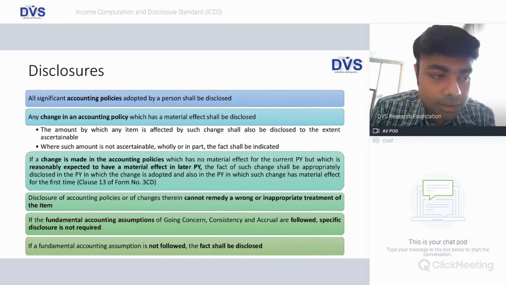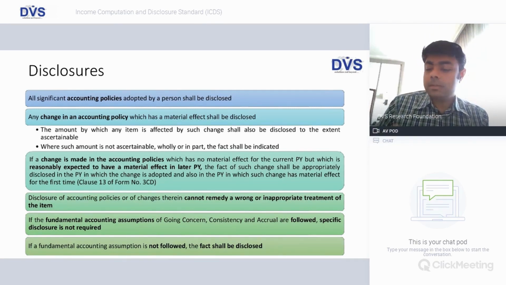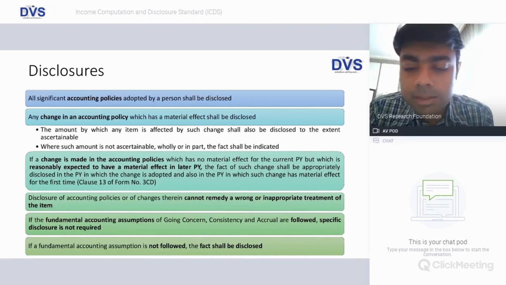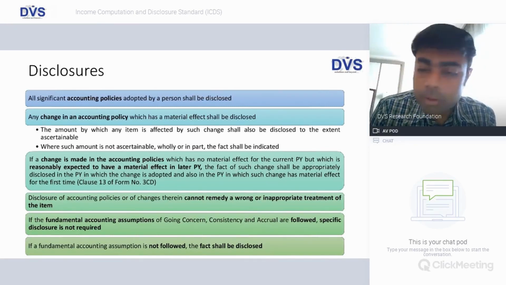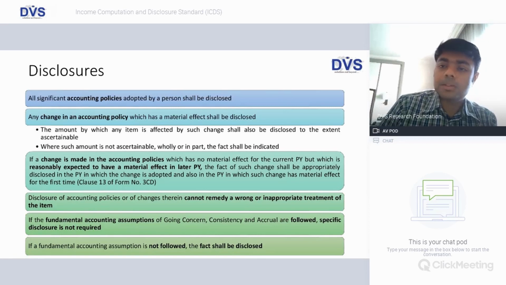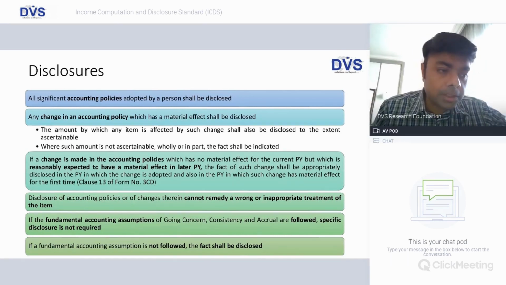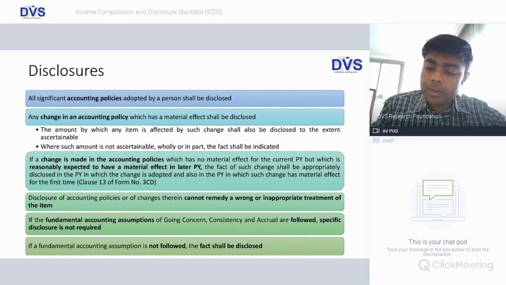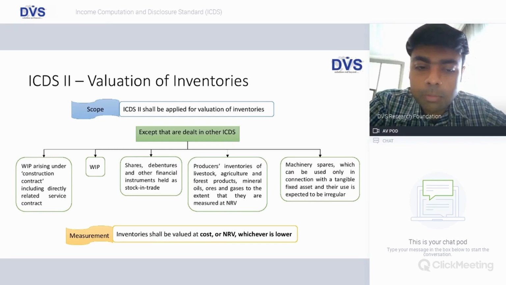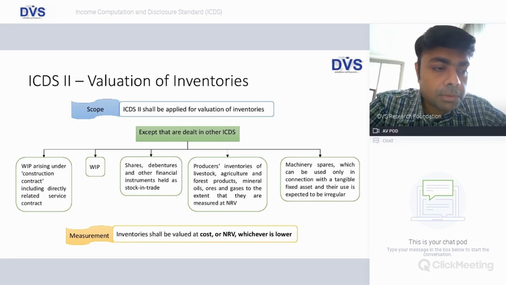The fundamental accounting assumptions mentioned in this standard need not be disclosed, and where they are not followed, then yes, let's say there's a case pending before NCLT and there is a possibility of a liquidation, then obviously you need to mention that the going concern premise is violated in this situation. So that's when you need to mention. Otherwise, there is no need to mention that the going concern assumption has been adopted. It is assumed. Next, ICDS 2, which deals with valuation of inventory.